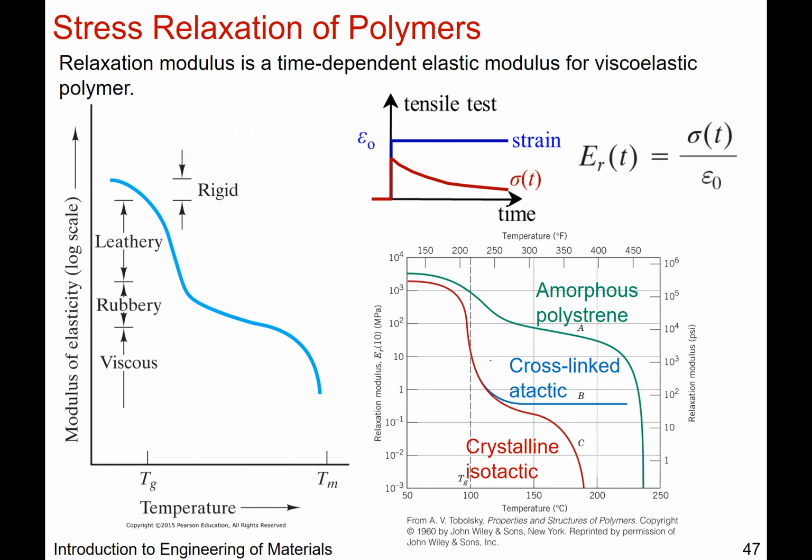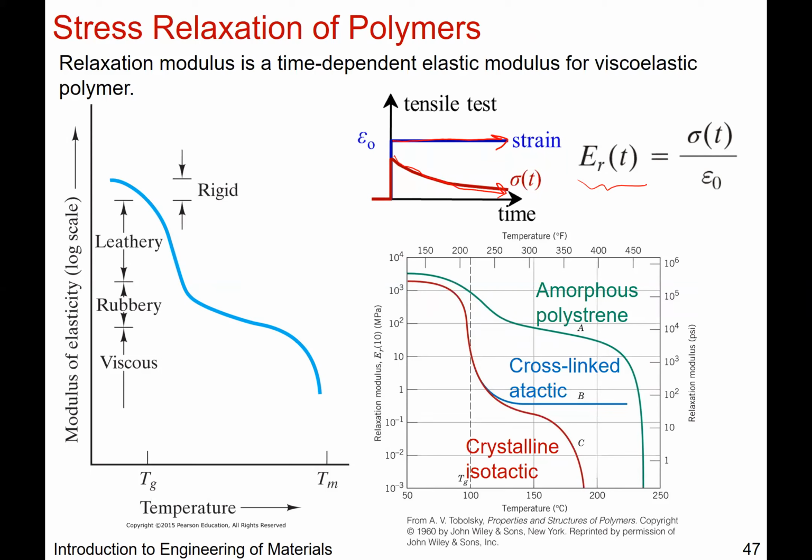Now, upon relaxation, we need to talk about the modulus of elasticity. We've seen this for metals and for ceramics. We can also talk about modulus of elasticity for polymers as well. Here you apply some strain, the strain is constant, but the stress changes over time. So it's sigma of t, it's time dependent. Thus the modulus of elasticity, E of t. Before we just said it's E.